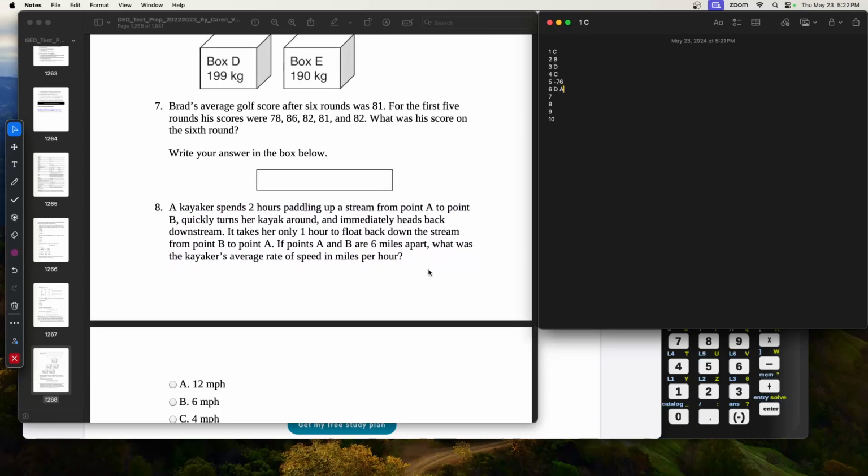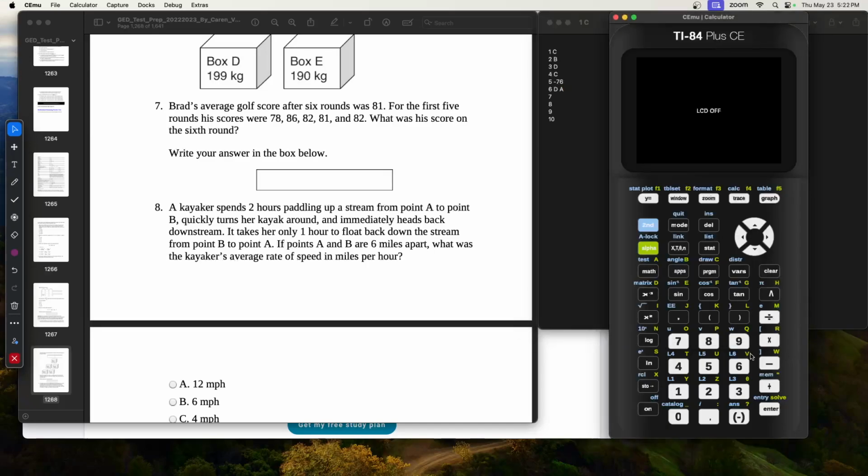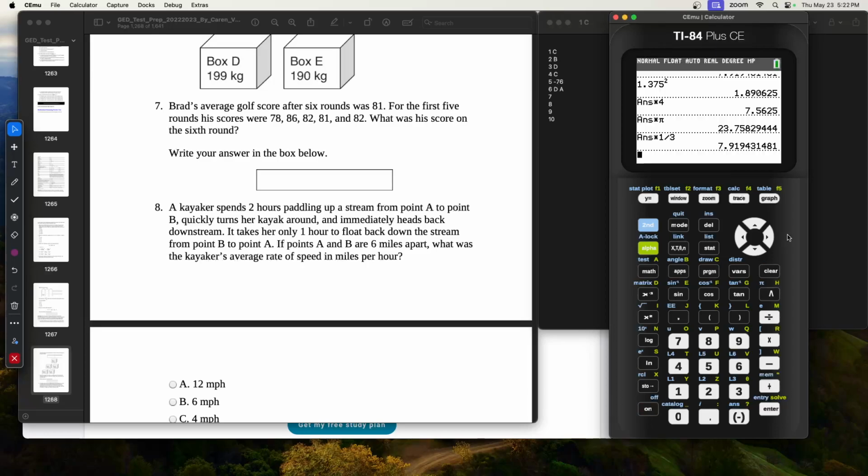Question 7. Brad's average golf score after 6 rounds was 81. For the first 5 rounds, his scores were 78, 86, 82, 81, and 82. What was his score on the 6th round? Well, we can use the calculator here, so I'm going to go ahead and do that. I'm going to add up his scores for the first 5 rounds.